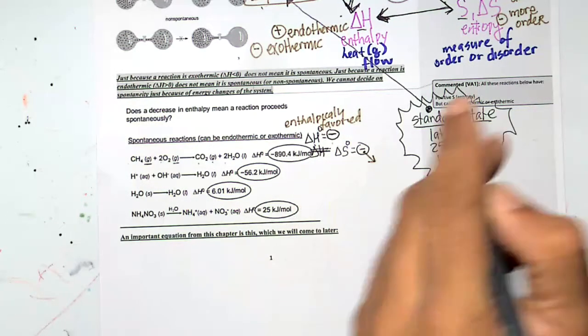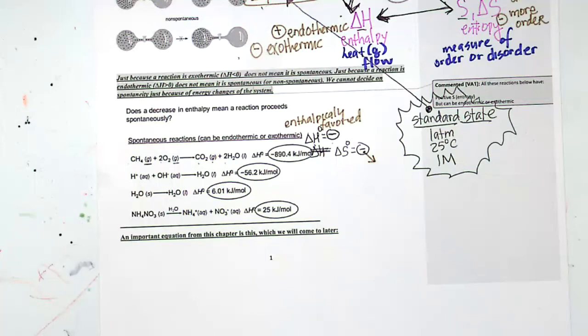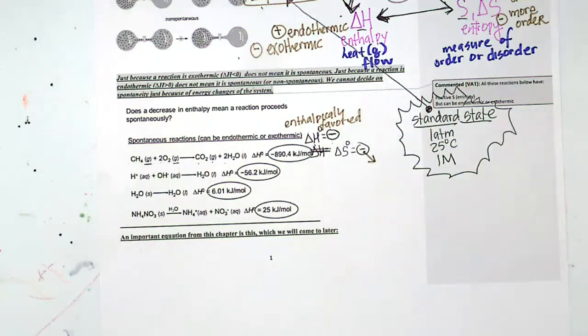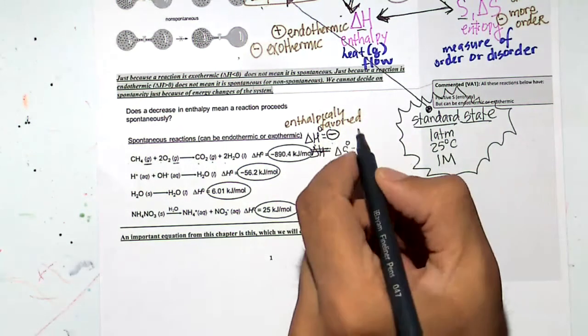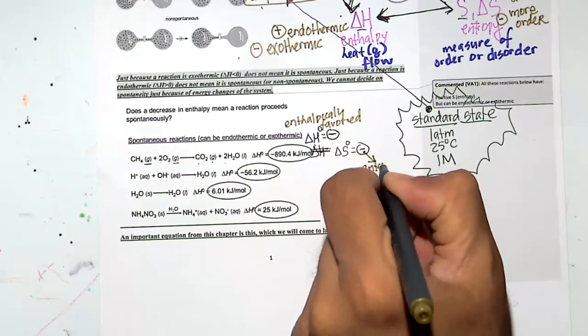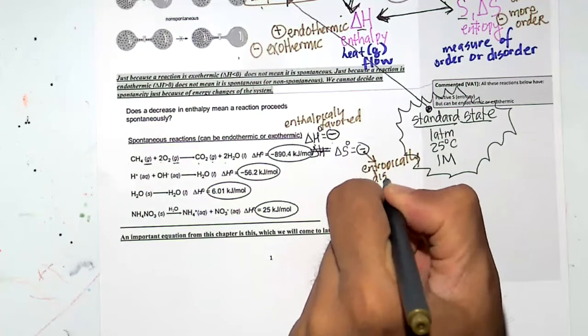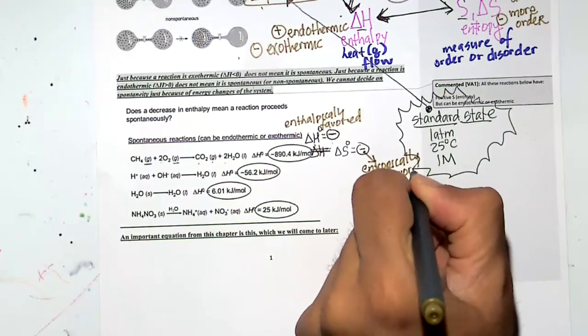There's less. So is it favored? Are we making more order or more disorder? Or more order. What do reactions tend to do? Reactions tend to lead to more disorder. So I would say this is entropically disfavored. Okay, you see where I'm coming from here?